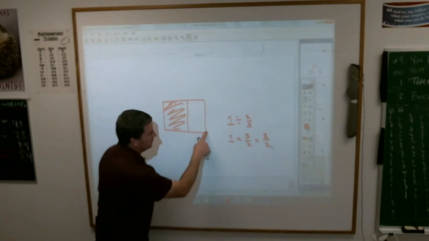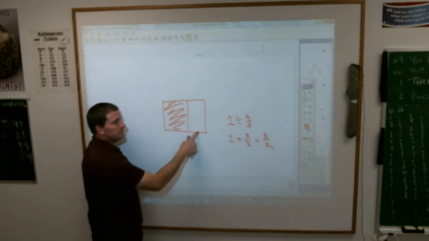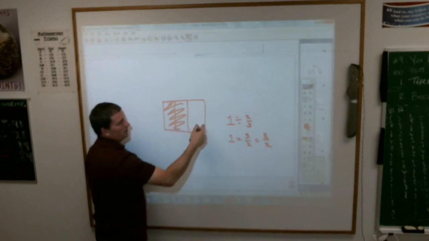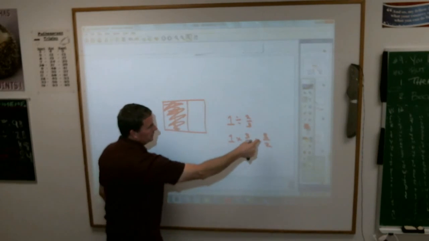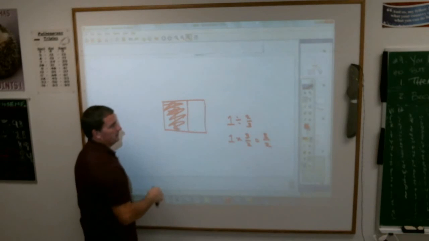Which makes sense, because look, I do have 1/2 left. Remember this, I cut this into thirds. 2 of them, I want to know how many 2/3. I have 1 whole 2/3, and then I have half of making another.